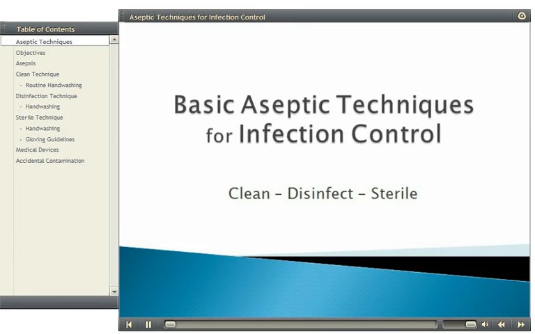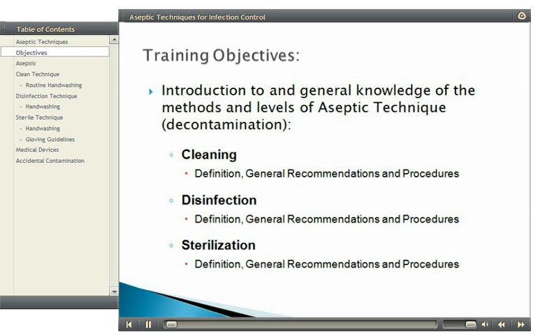Aseptic techniques for infection control: clean, disinfect, sterile. Training objectives: introduction to and general knowledge of the methods and levels of aseptic technique decontamination. Cleaning: definition, general recommendations and procedures. Disinfection: definition, general recommendations and procedures. Sterilization: definition, general recommendations and procedures.